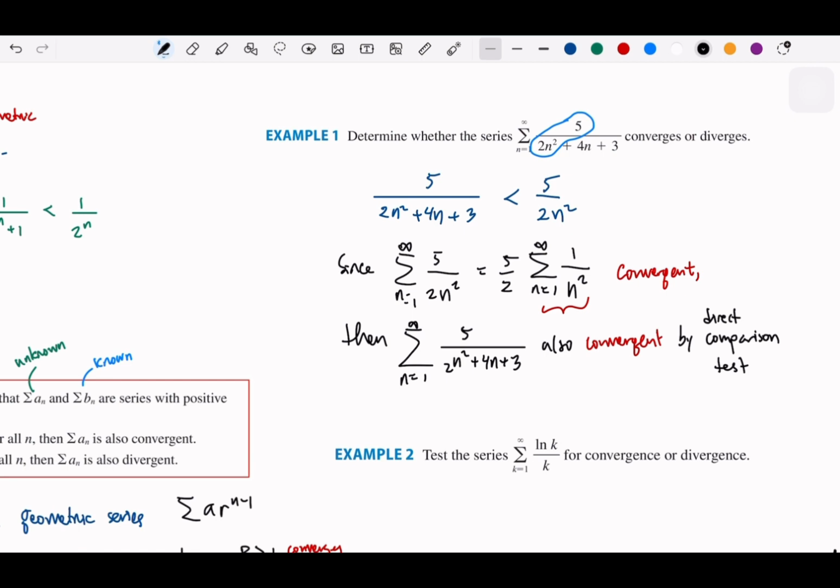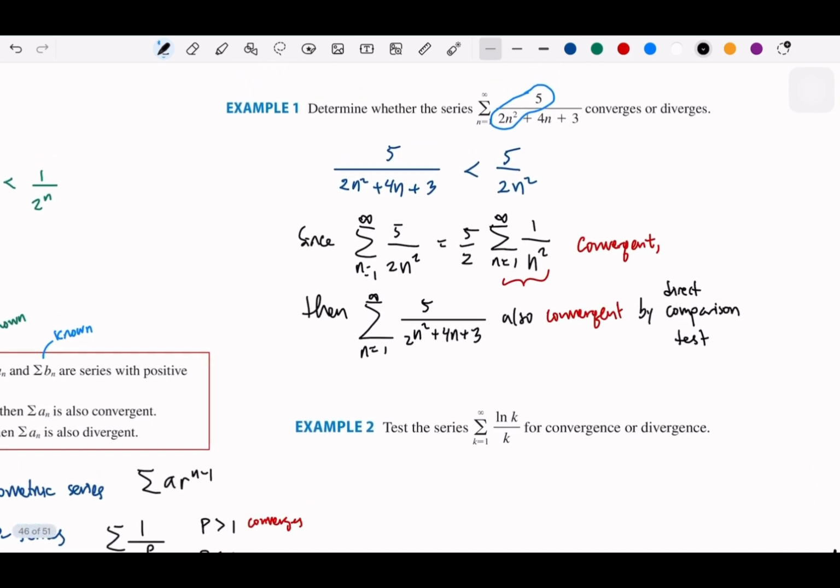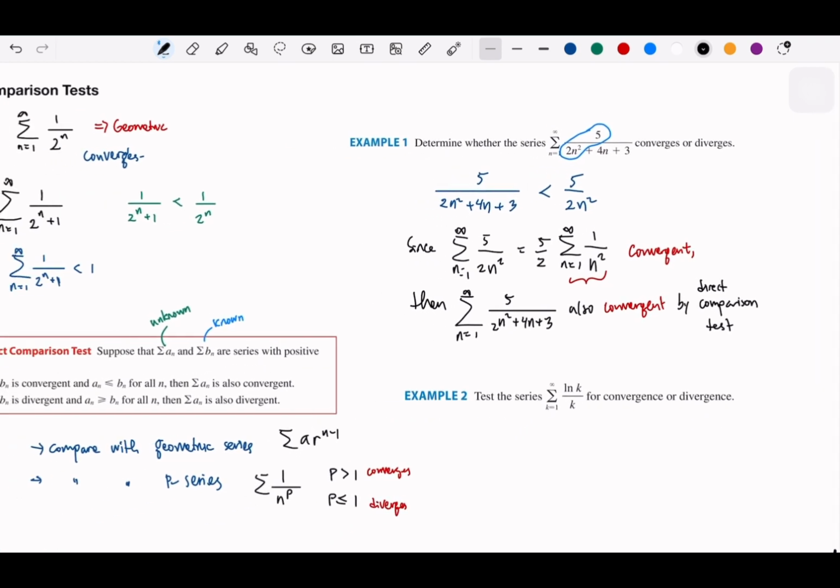So I think in my experience, for the P series like this, either 1 over n squared or 1 over n, that is going to be the most cases that you can take, because 1 over n is for the divergent, 1 over n squared is for the convergent. Okay, and the example number 2 is exactly what I've just taught.